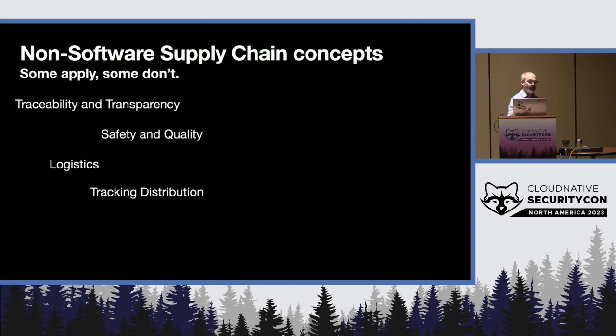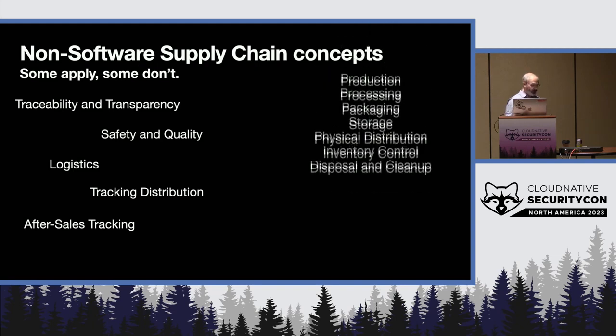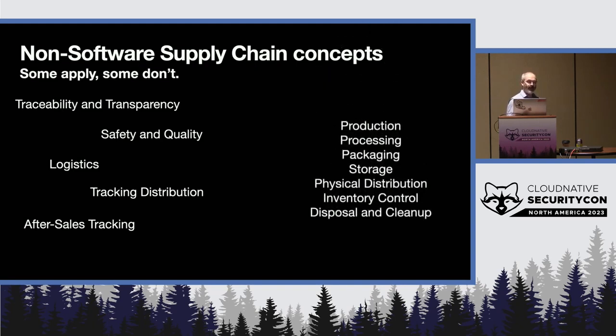Tracking distribution. Where is the software deployed? What version's deployed? Do I know what dependencies that version has? Can I track that piece of software down quickly if I need to? After sales tracking. So where is the product in use? Who are my customers? Here are some things that don't so much apply: production, processing, packaging, storage, physical distribution, these kind of things. Most of this is for wholesale and retail sale of physical goods, and there are some parallels that you could draw, but mostly aren't applicable to what I'm trying to discuss here.